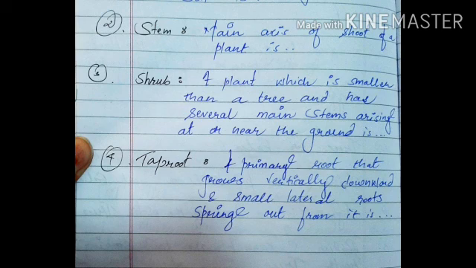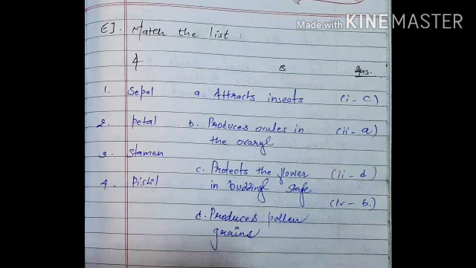Third one is shrub. A plant which is smaller than a tree and has several main stems arising near the ground is called shrub. Fourth one is taproot. A primary root that grows vertically downwards and has small lateral roots sprouting out from it is called taproot. Part E, match the list.